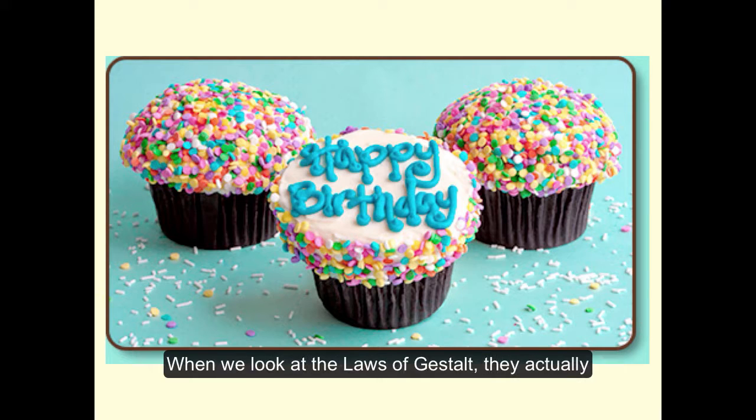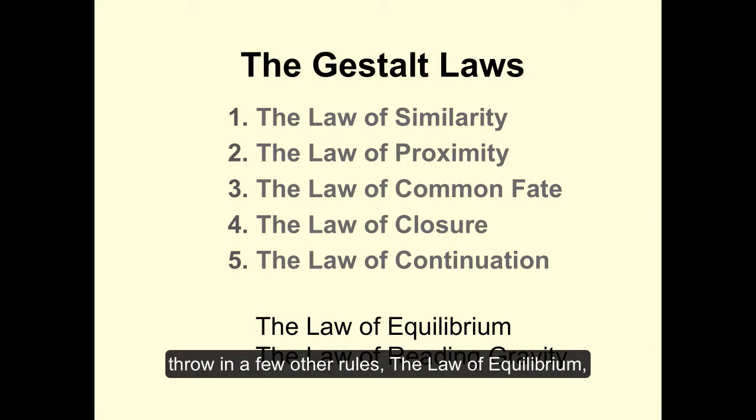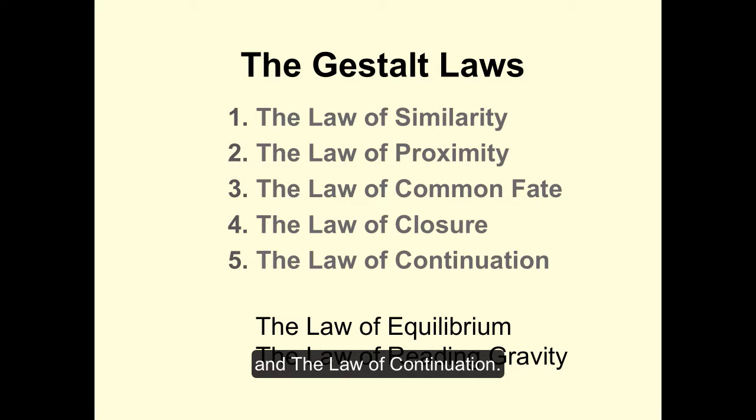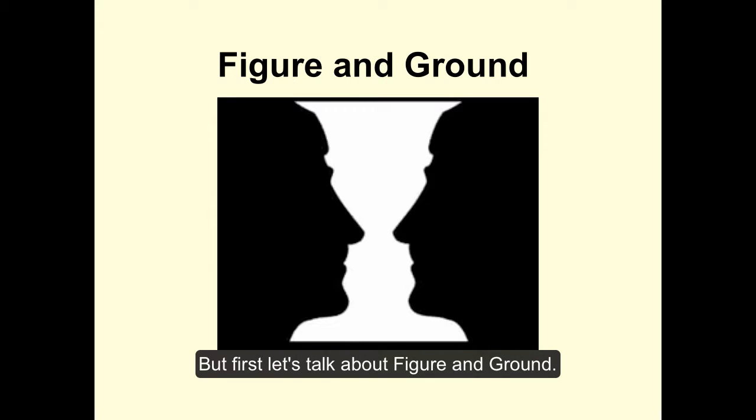Okay? So when we look at the laws of Gestalt, they actually throw in a few other rules: the law of equilibrium, the law of reading gravity, and figure and ground. So the Gestalt laws are the law of similarity, the law of proximity, the law of common fate, the law of closure, and the law of continuation. But first, let's talk about figure and ground.